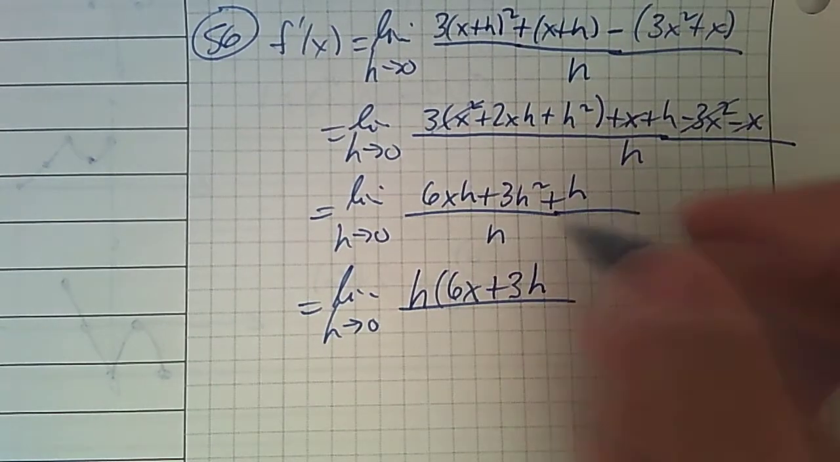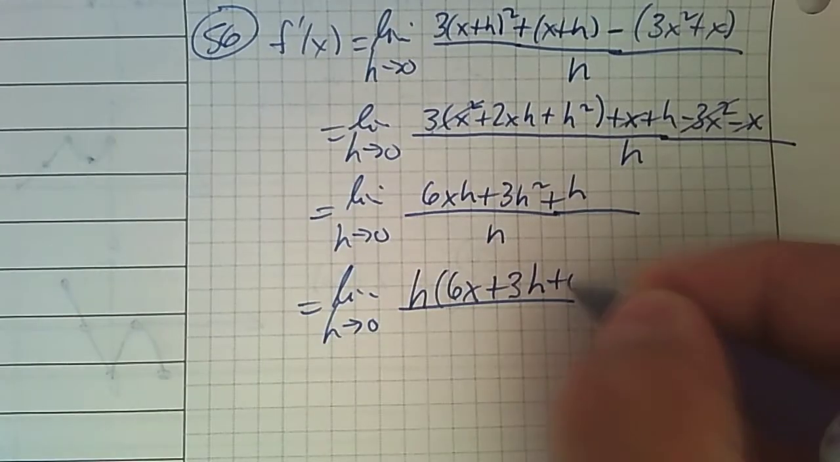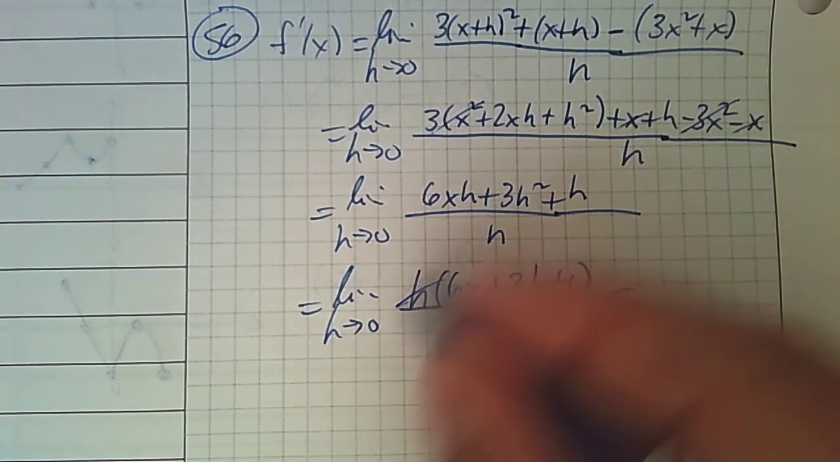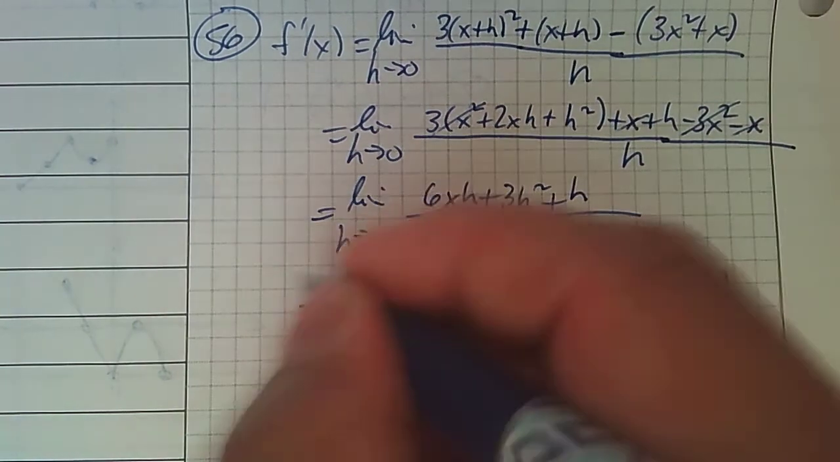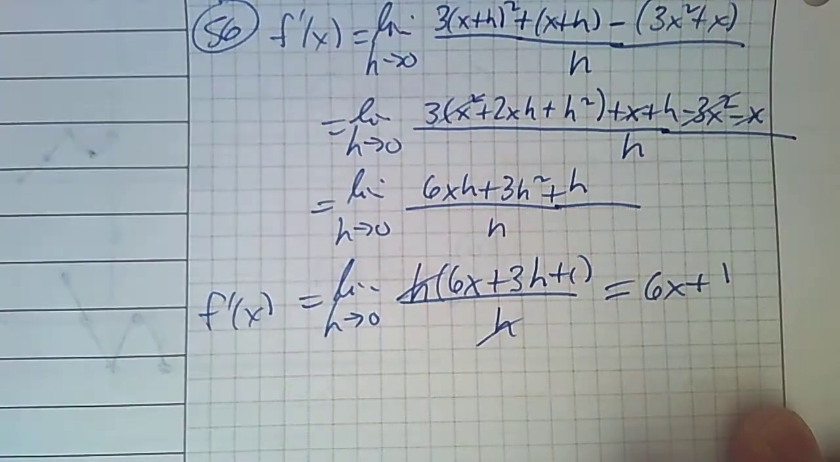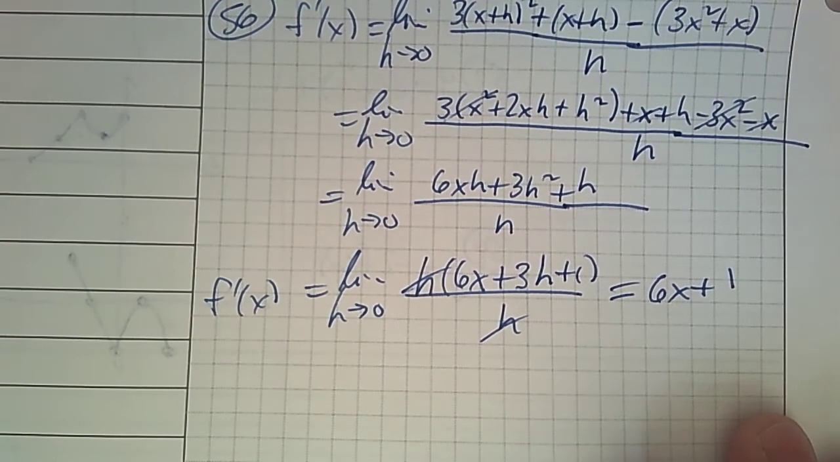Recognize from h squared, when you factor an h, you're still left with an h. Factor an h here, you're left with 1. Then notice the h's divide out. Plug in 0, and you're left with 6x plus 1. That is what the derivative equals. No shortcuts, the limit definition. And then if you do shortcuts, you can see, oh yeah, the answer was 6x plus 1.